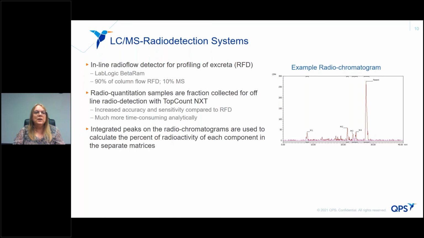The integrated peaks on the radiochromatograms, as you can see on the example, you have an M1, M2, M3, and M4. Those are all metabolites and the parent. And hopefully this is what your plasma samples look like. So you have mostly parent and you have a few integratable metabolites. And what we use the integration for is to decide the percent of radioactivity for each component in the separate matrices.